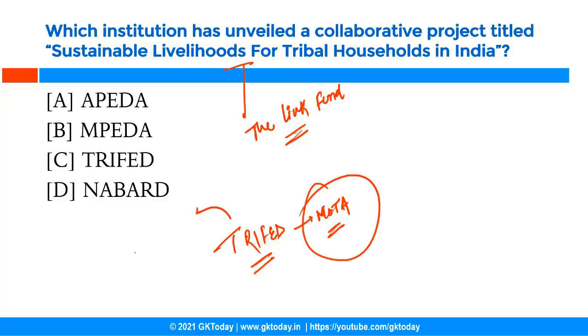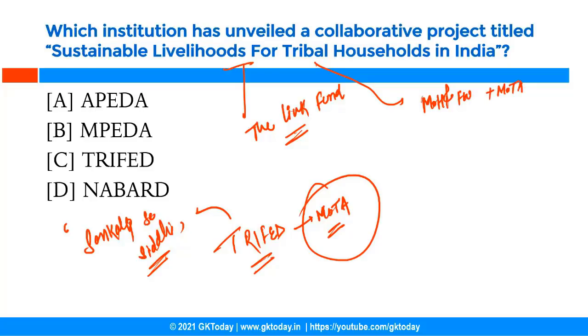Recently TRIFED was also in news because of the Sankalp Se Siddhi initiative. Answer in the comment box: what is the objective of the Sankalp Se Siddhi initiative by TRIFED? Apart from that, for tribals, recently the Ministry of Health and Family Welfare in collaboration with MOTA launched Anamay. It is an initiative to improve the health and nutritional status of tribal communities.